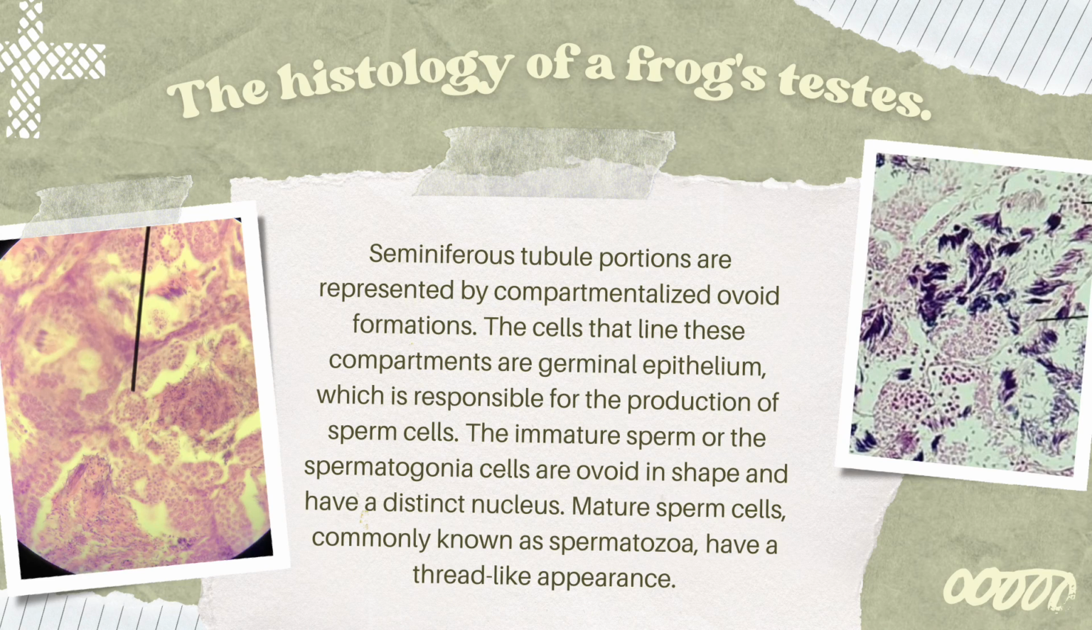Following that, we will now go over the histology of a frog's testis. Seminiferous tubule portions are represented by compartmentalized ovoid formations. The cells that are lined are the germinal epithelium, which is responsible for the production of sperm cells. The immature sperm cells, or the spermatogonia, are ovoid in shape and have a distinct nucleus. Mature sperm, commonly known as spermatozoa, have a thread-like appearance.